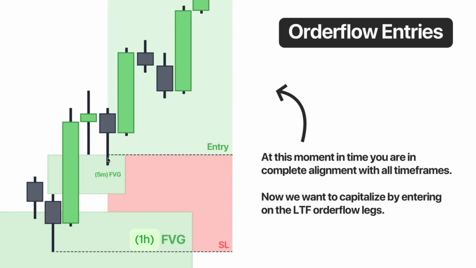That's your high probability price leg. So how you enter on these order flow legs is you enter at the open of the fair value gap, stop loss goes at the swing low of the order flow leg, and you target a static 2R, and that is your trade setup.